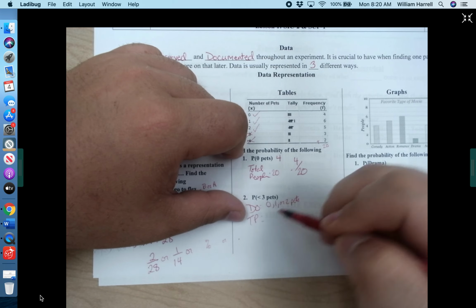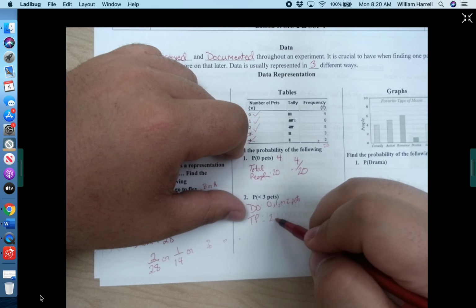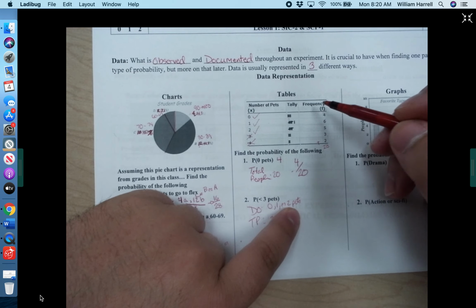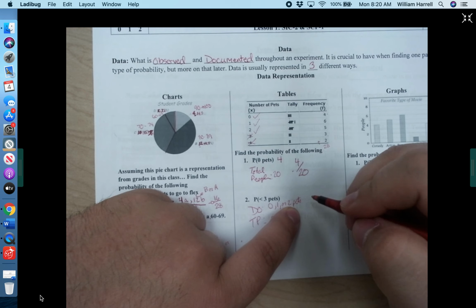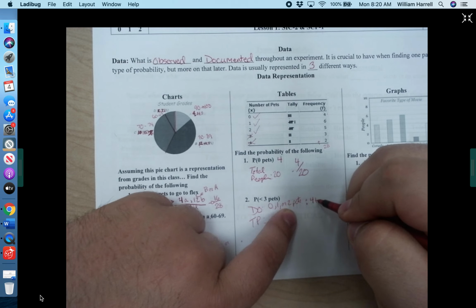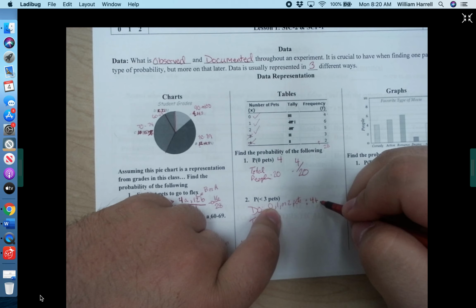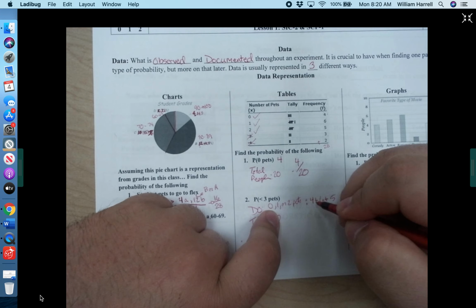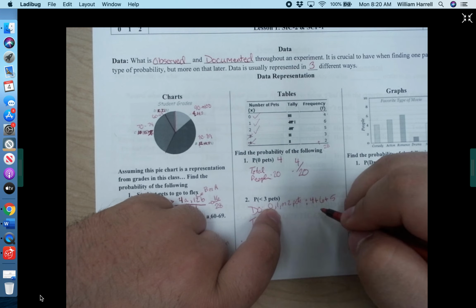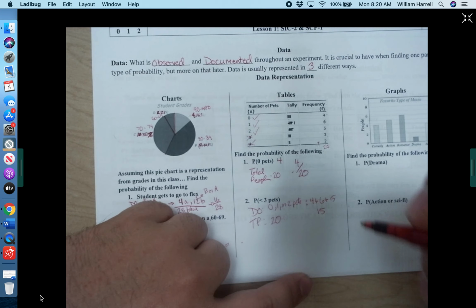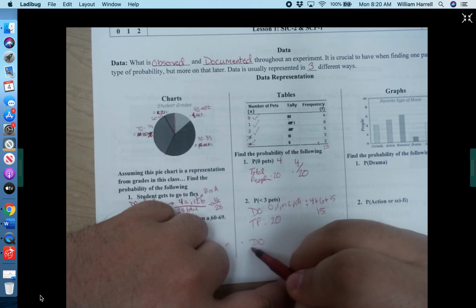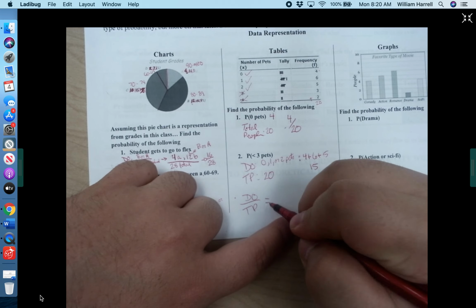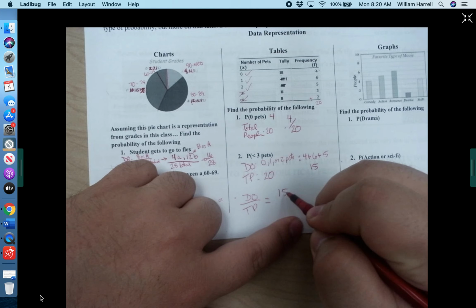And total possibilities, again, we just found was 20. So we add up the number of people that have 0, 1, or 2. So 0 is 4, plus 1 pet was 6, plus 2 pets was 5, 6 plus 4 is 10, plus 5 is 15. So again, probability, desired outcome, divided by total possibility, 15 out of 20.